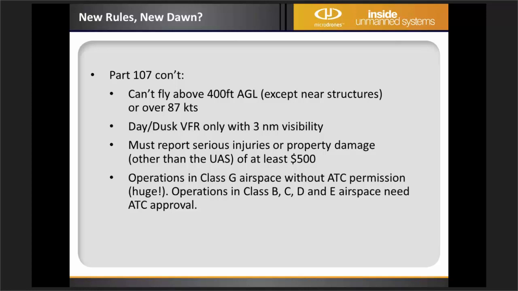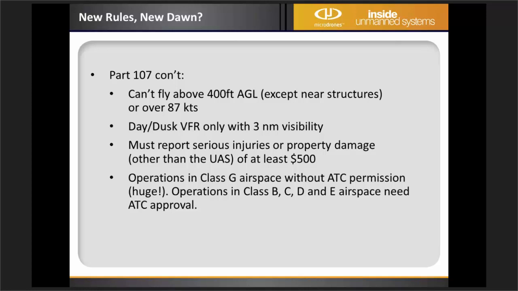We also can't fly over 87 knots. You can only fly during day, dusk, or dawn under visual flight rules with 3 nautical mile visibility, so you have to have good visual flight rules weather. Here's a good one that we really appreciated at Assure, and I know the aviation insurance industry appreciates.